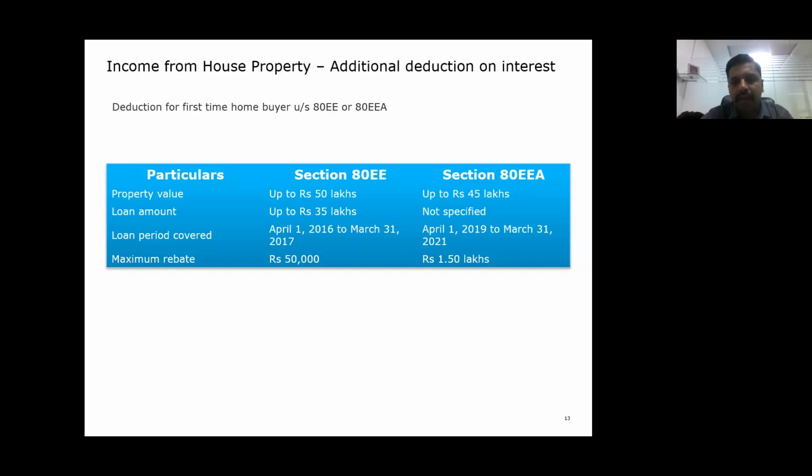If an employee has declared anything here, you need to ensure all these things: the value of the property, loan amount, and also importantly the loan sanction period. This may not be available in the housing loan certificate which the employee may provide. So you need to specifically ask him for a sanction letter of the housing loan, and then see whether he is eligible for this deduction or not. Then section 80EEA, up to rupees 45 lakhs, there is no limit on the loan amount. Loan period covered is April 1st, 2019 to March 31st, 2021, 2 years time. The maximum rebate allowed is 1,50,000.